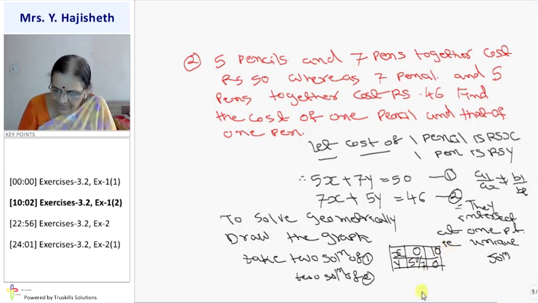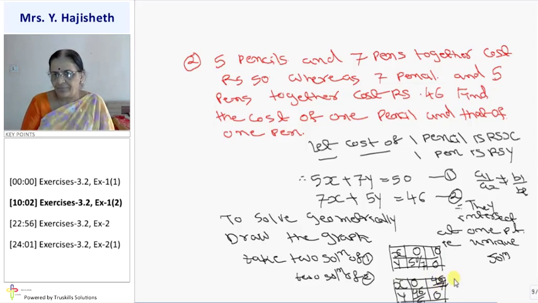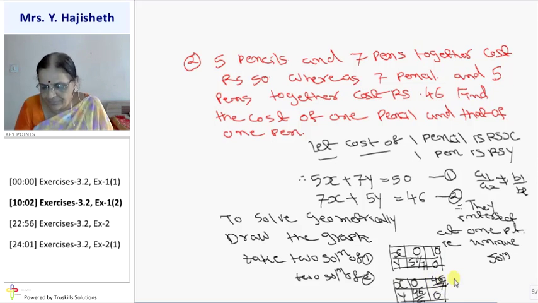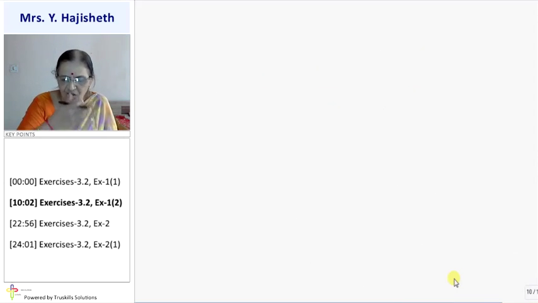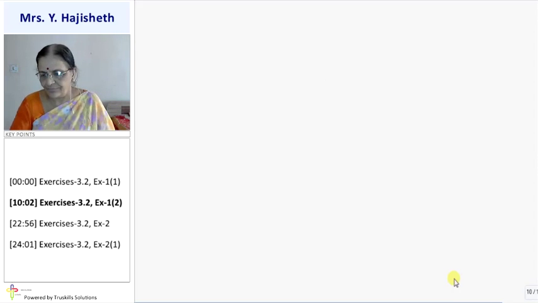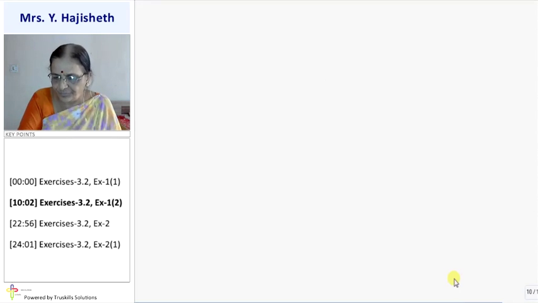Okay. Second table: when x is 0, y is 46 by 5, and when y is 0, x is 46 by 7. Clear? I formed the two tables, 46 by 5 and 46 by 7. Now let us take a scale.